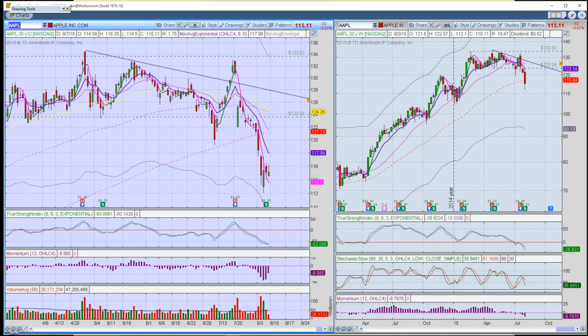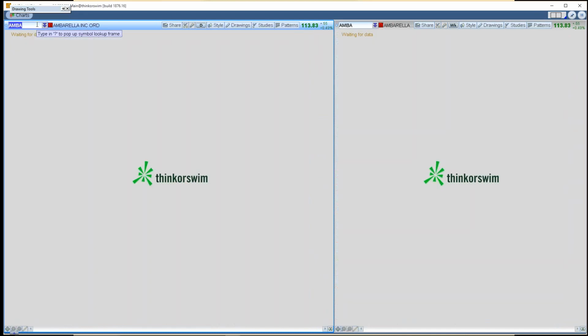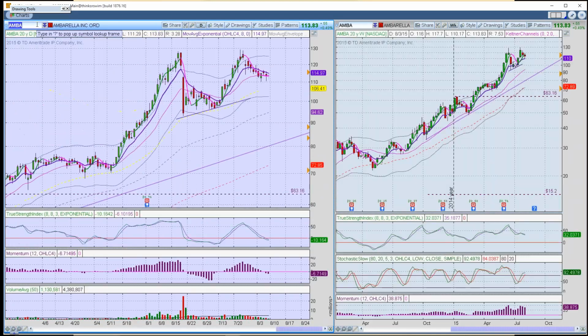Another that I'm really kind of liking: AMBA, holding up really, really well considering the current market conditions. We've got support down here at 110. If we break back above the 8-day moving average, then we are probably moving back up into either the upside of the moving average envelope or even back up to the 127 area. Like I said, considering the weakness in the market, AMBA's holding up really well.